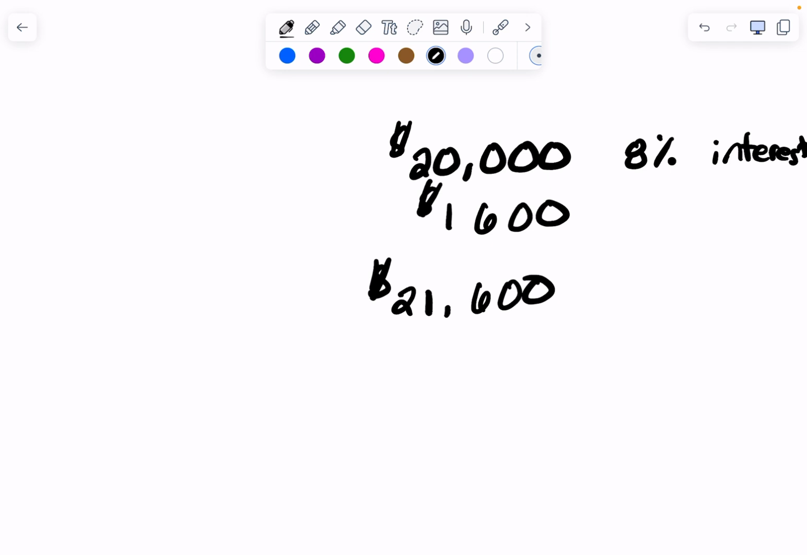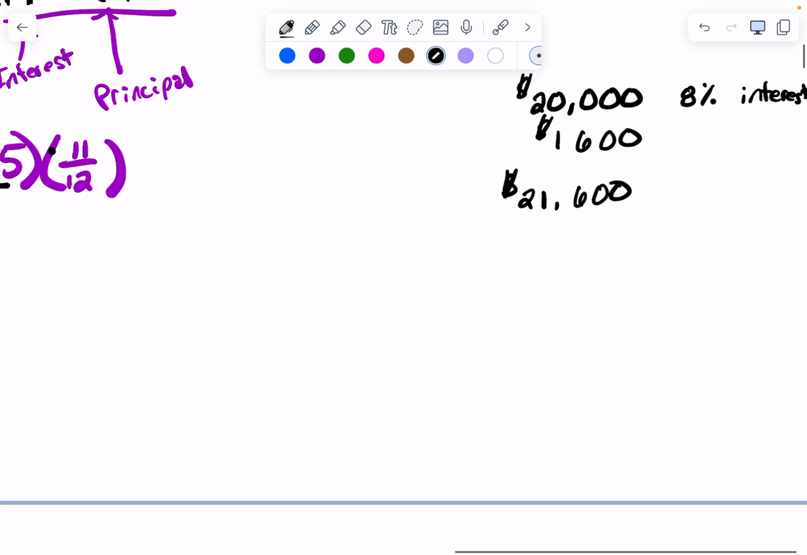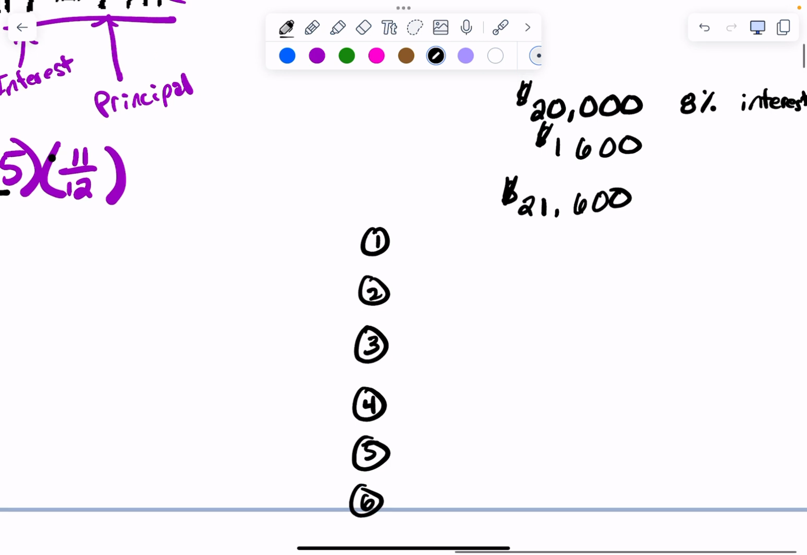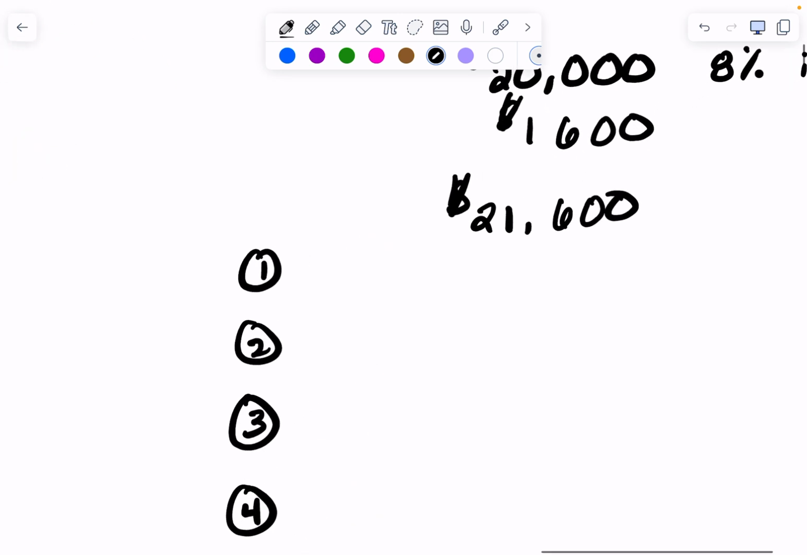Here's how this works. You ready? The banks want to make sure that they get paid first. So when you're doing your monthly payments and you're paying off this thing, here are the months that are going by. You are paying off the interest first, basically.